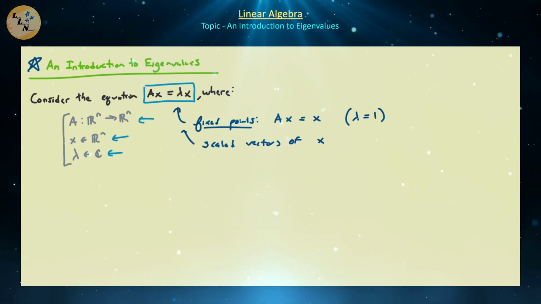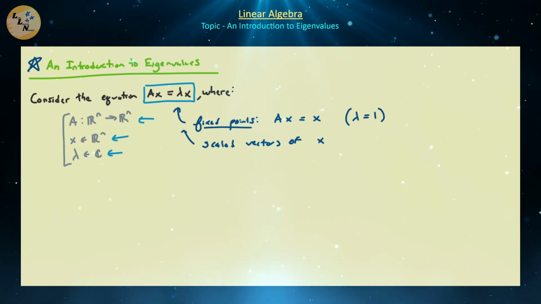But Ax = λx generally looks at scaled vectors of x, right? Because if we look at the equation Ax = λx, we're just making x a little bit longer, a little bit shorter, or possibly even changing the direction. But we're not rotating that particular vector.